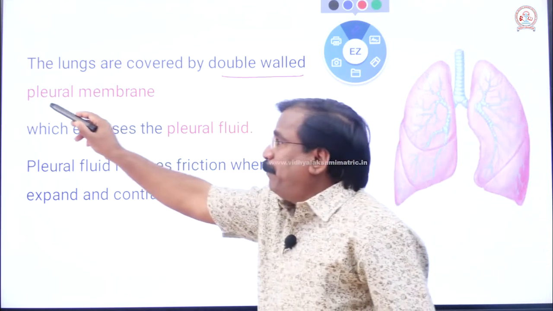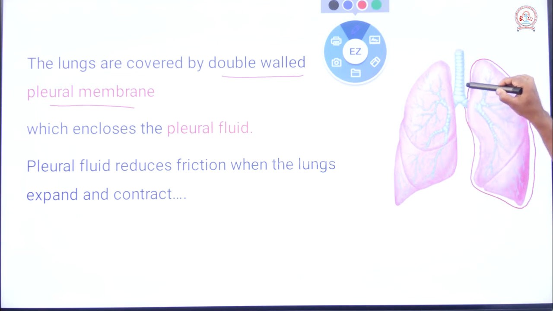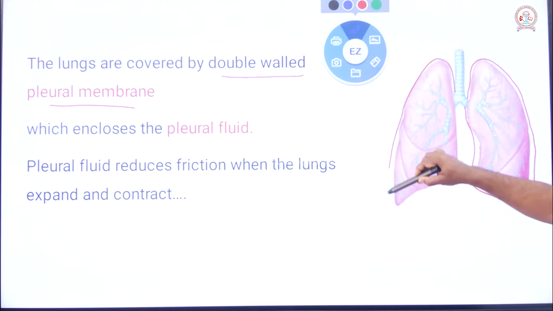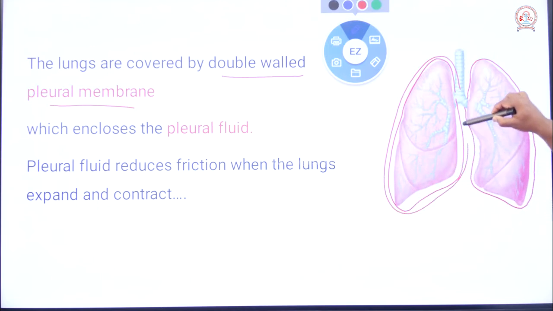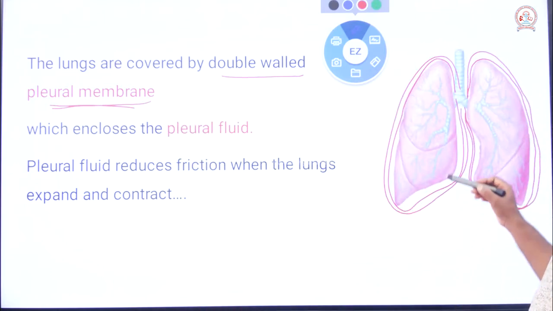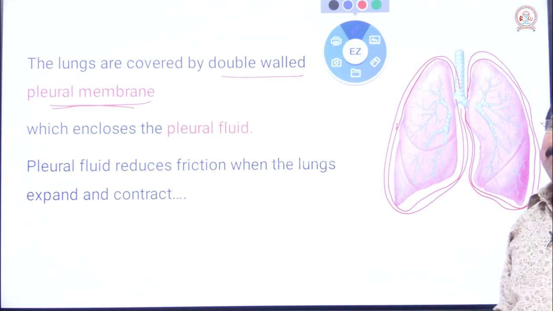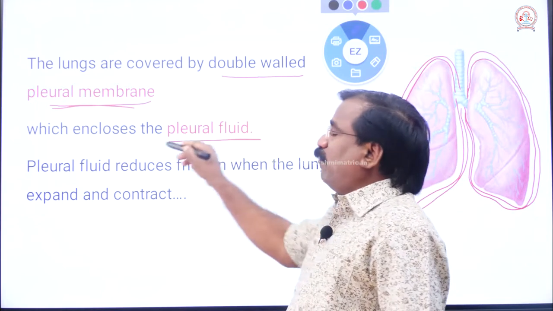which is called the pleural membrane. So here this is the lung, and it is covered by a double walled pleural membrane, the pleura. In between there is a space called the pleural space. The space is filled with fluid, called pleural fluid.